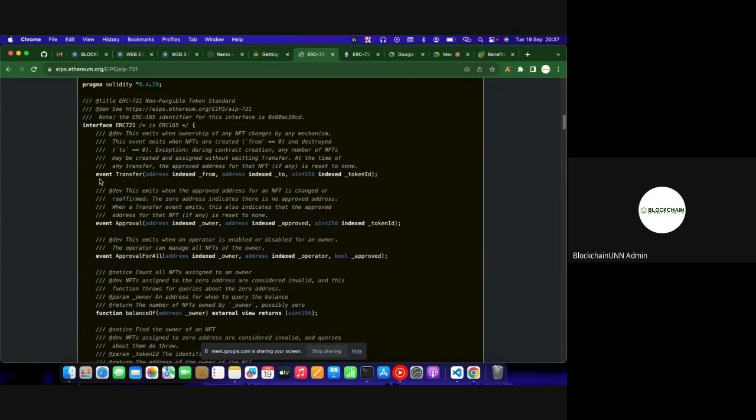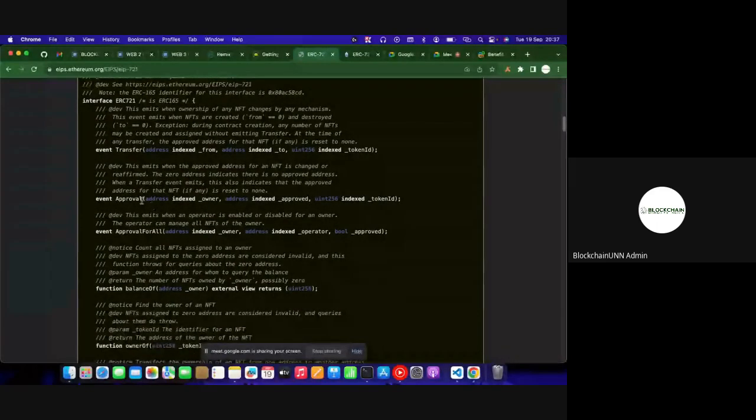You emit the transfer event for when NFTs change from one person to another. The from address is the address you are sending from, right? The to address is the address you are sending to, and the token ID is the identification, or the uint256 number, that is used to represent that particular token on the blockchain. So every NFT must have a token ID that's used to represent it.